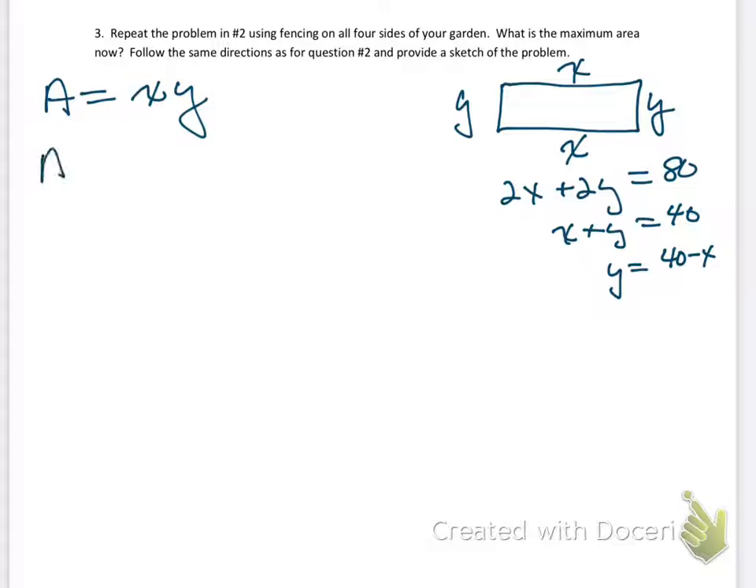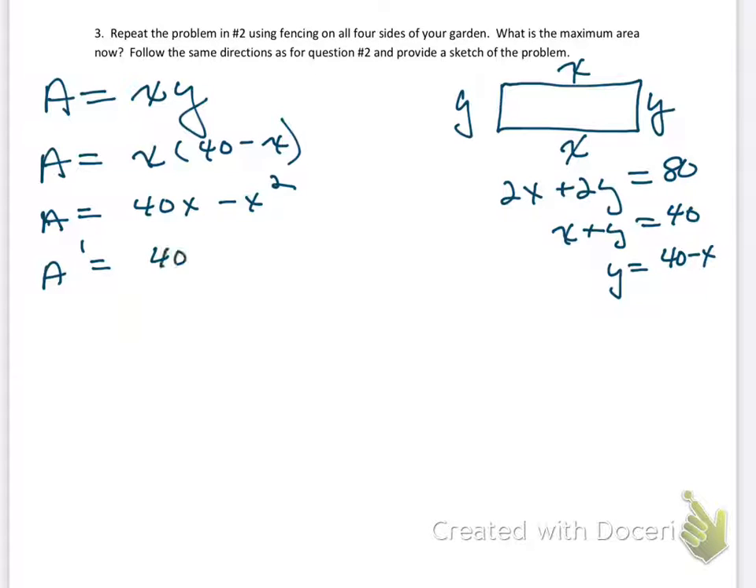So let's go ahead and try to maximize the area again. So I have y is 40 minus x. So x times 40 minus x. So let's multiply that out. So 40x minus x squared. And then a prime is going to be 40 minus 2x. And a prime prime is going to be minus 2, which is negative, which is good. So in this case, I'm going to find that x equals 20.